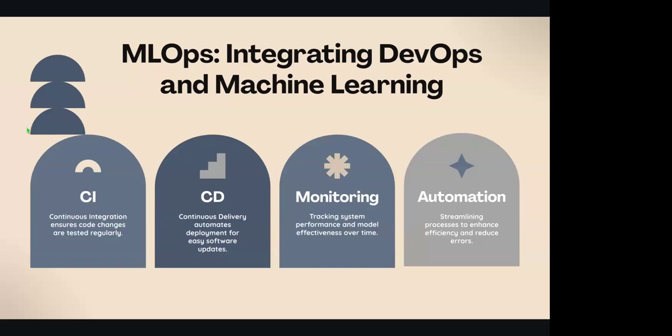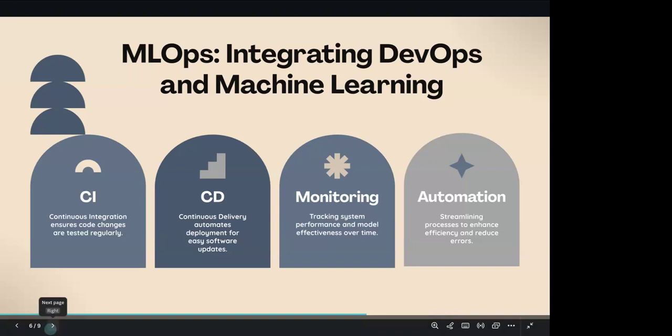And we also have monitoring, whereby you keep tracking the system performance and the model effectiveness over time. And finally, we have automation, where you try to streamline processes and reduce errors.